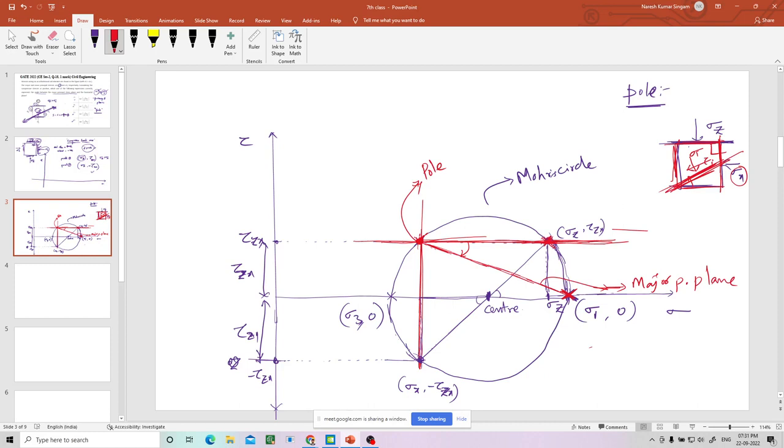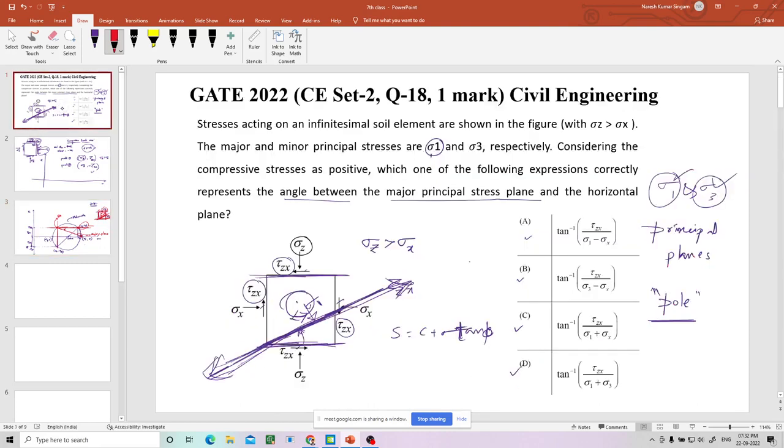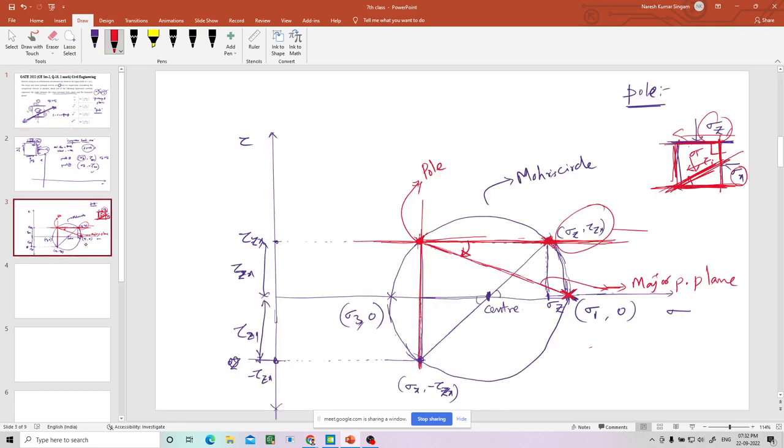Where is it touching the circle? It is touching here. So you just see, on the horizontal line with 0 degrees, on the horizontal plane, these are the stresses, right? These are the stresses, just like that. Now if you can find out what this angle is, then you can compare with the options which are given here. So how to find out this angle? Let us draw this clearly.